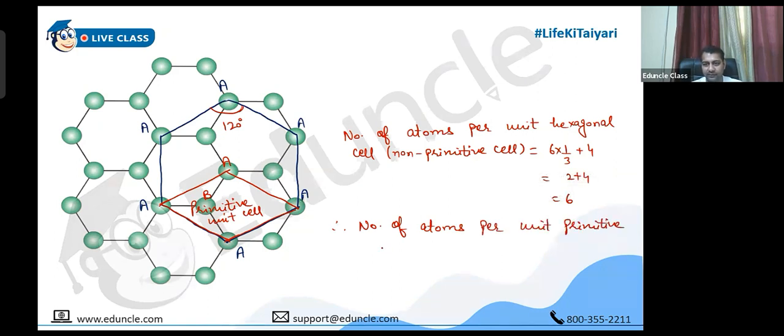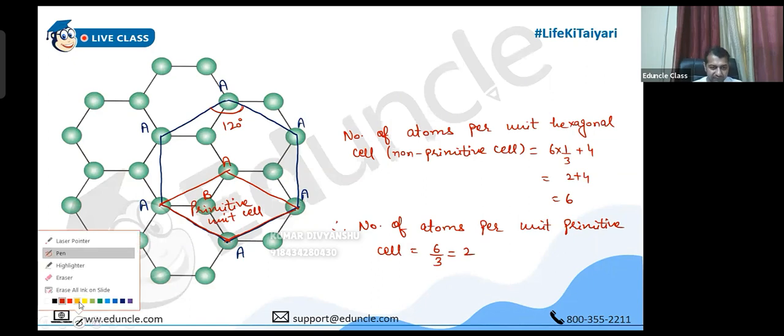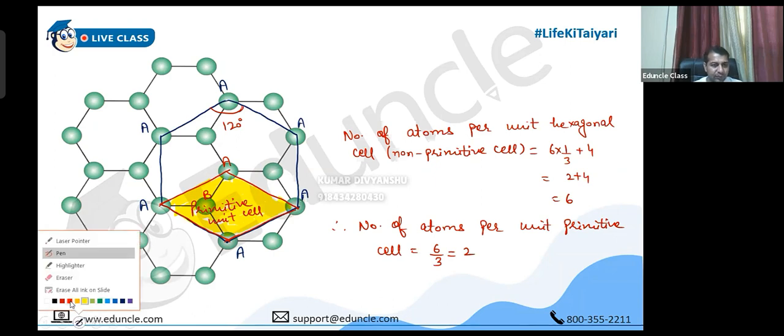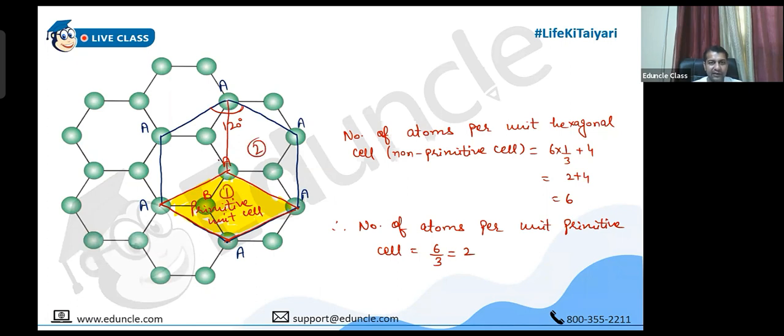How many atoms? There are 3 primitive cells within the non-primitive cell. See, this is one. Let me highlight. This is one. And there will be 3 of this kind if you find them carefully. Let me show you. If you join, this will be the second one. This is the first one, this is the second one, this is the third one. Exactly identical.